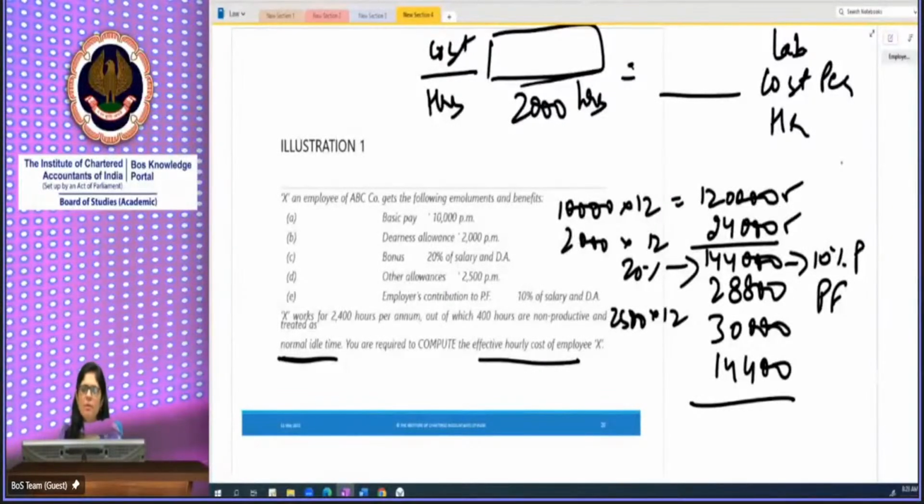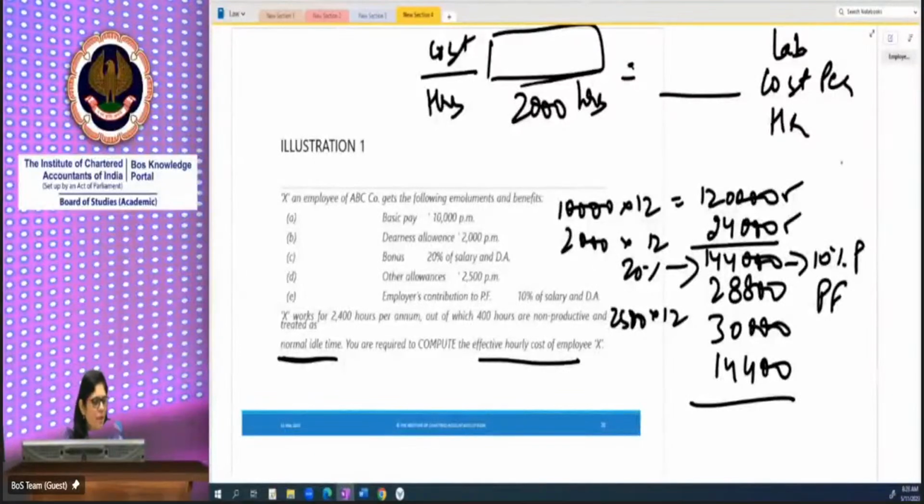Yes, it is normal loss. Normal idle time is normal loss. Abnormal idle time is abnormal loss, all right?